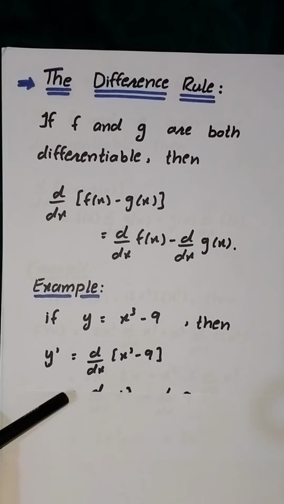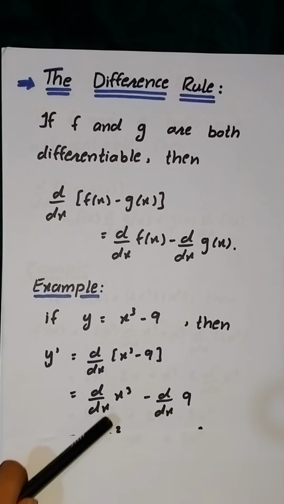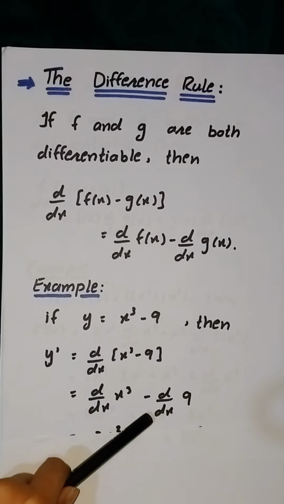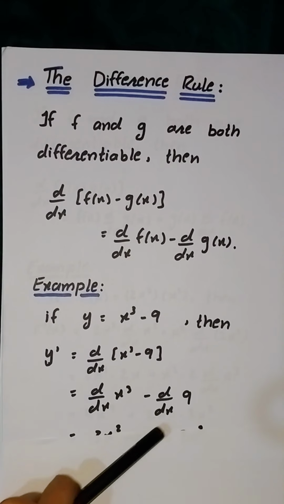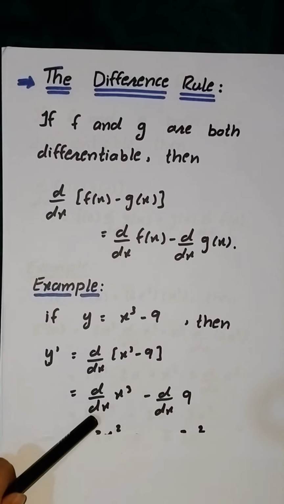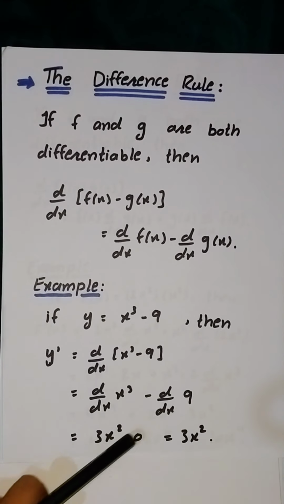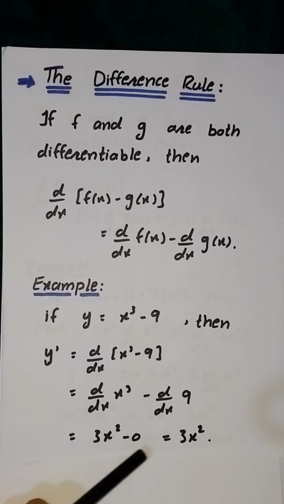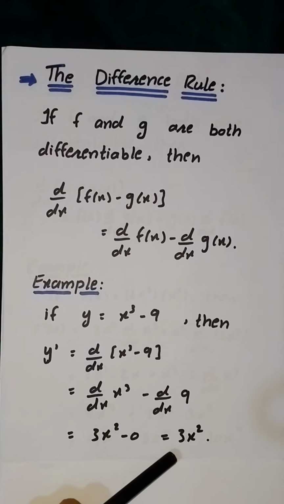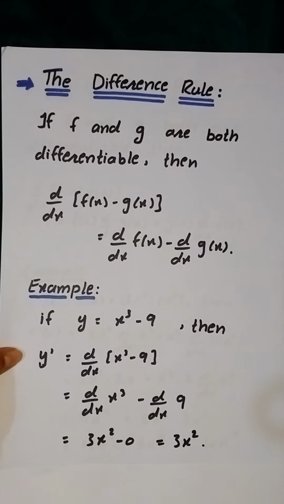So it will become the derivative of x cube with respect to x minus the derivative of 9 with respect to x. By using the power rule, the derivative of x cube is equal to 3x square, and the derivative of a constant function is equal to 0. So it will be equal to 3x square. This is how we can use the difference rule.